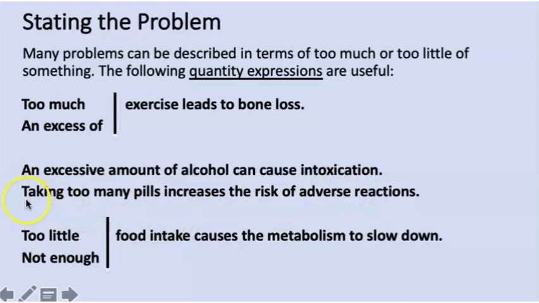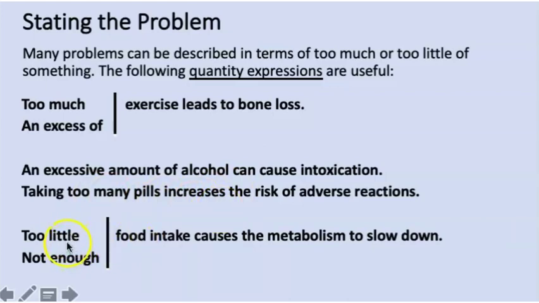Or we can say taking too many of something, too many pills, for example. Pills is countable, therefore we used many. But pay attention to the verb here. It's a singular verb. We don't look at the noun here. We look at all of this, taking too many pills. There is just one action, so we use a singular verb.